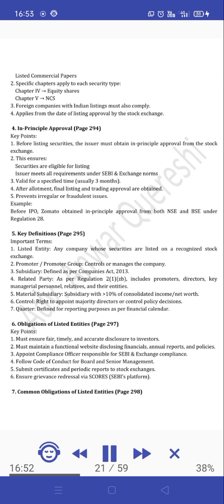6. Obligations of listed entities, page 297, key points. 1. Must ensure fair, timely, and accurate disclosure to investors. 2. Must maintain a functional website disclosing financials, annual reports, and policies. 3. Appoint a compliance officer responsible for SEBI and exchange compliance. 4. Follow a code of conduct for board and senior management. 5. Submit certificates and periodic reports to stock exchanges. 6. Ensure grievance redressal via SCORES, SEBI's platform.